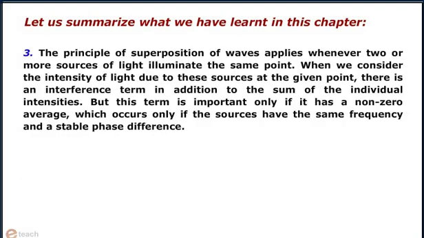The principle of superposition of waves applies whenever two or more sources of light illuminate the same point. When we consider the intensity of light due to these sources at the given point, there is an interference term in addition to the sum of individual intensities. But this term is important only if it has a non-zero average, which occurs only if the sources have the same frequency and a stable phase difference.